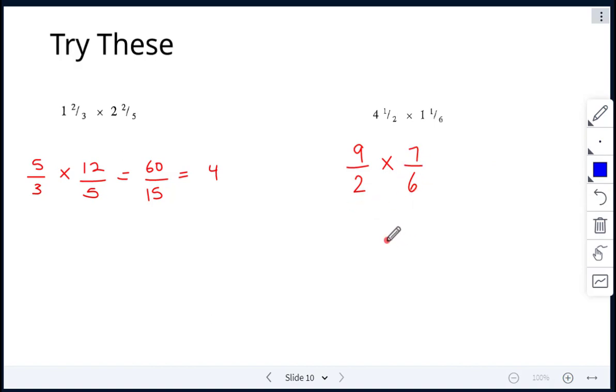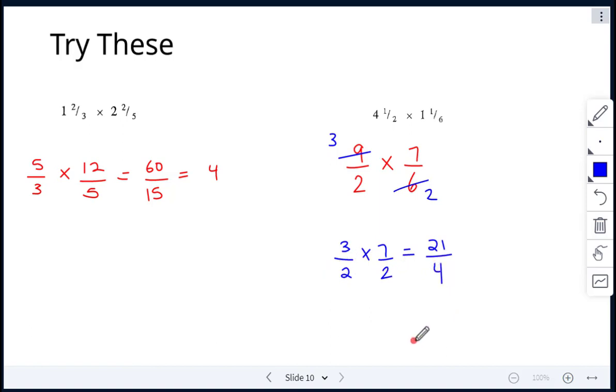So now we can reduce diagonally. We can reduce the 9 and the 6. We can reduce it by dividing both of those by 3. 9 divided by 3 is 3. 6 divided by 3 is 2. All right, so now our fraction looks like 3 over 2 times 7 over 2. Now we can go ahead and multiply. 3 times 7 is 21. 2 times 2 is 4.